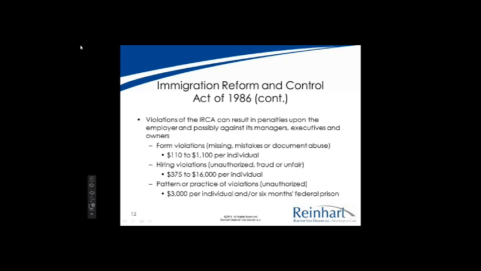Then it gets a little bit more severe with the unauthorized employment, fraud or unfair practices, so they can ramp that up. It starts at $375 and goes up over $10,000. And then the really nasty ones, the pattern and practice, start getting into the criminal realm. And Homeland Security inspections, the division of ICE that does the I-9, always would love to get somebody criminally if they at all can.